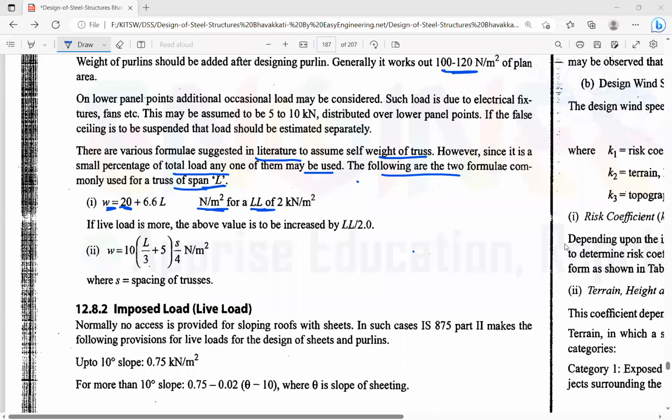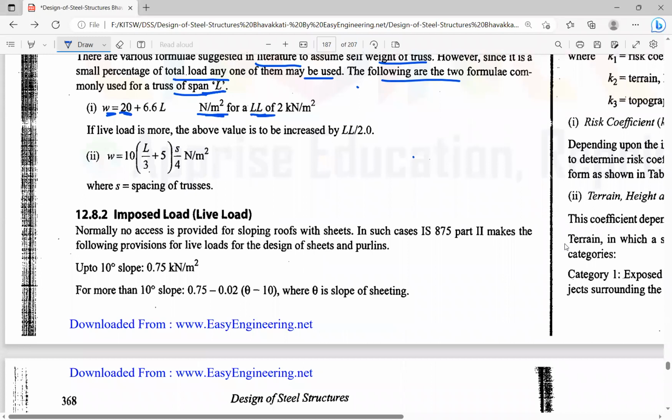So coming to imposed load, this is very important. It is very important for competitive examinations. So normally no access is provided. In this there are 2 cases: whether we are providing access or not. So normally no access is provided for the sloping roof sheets.